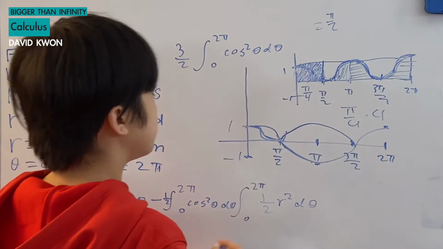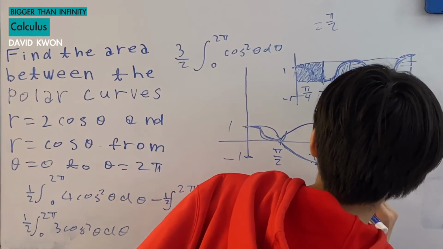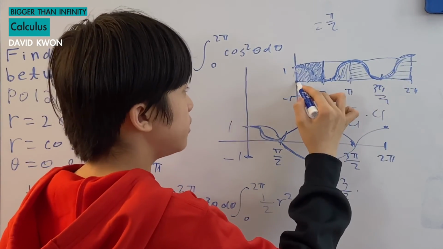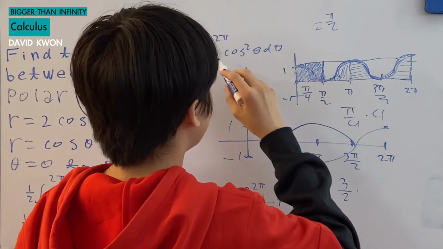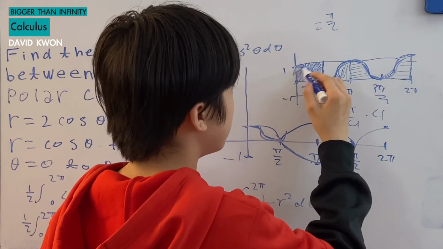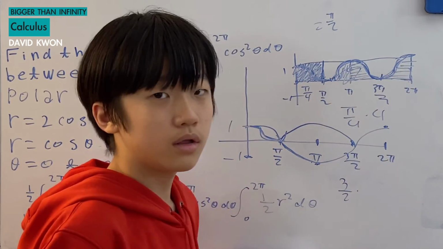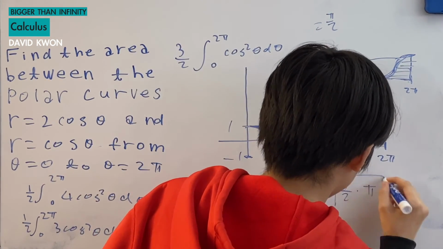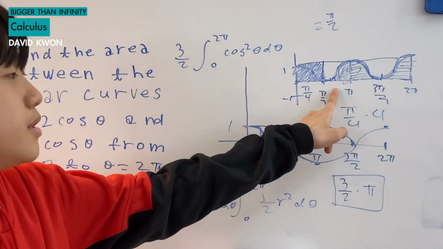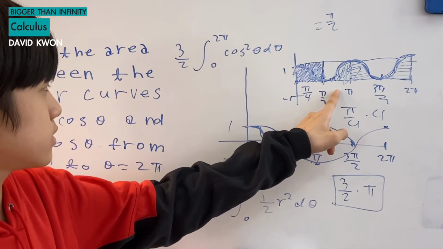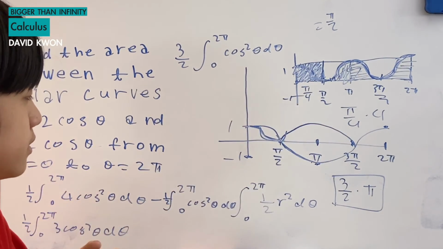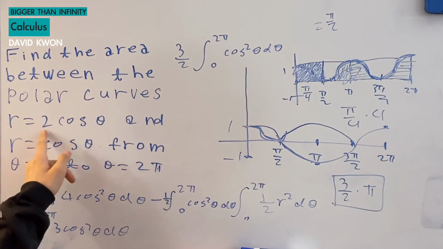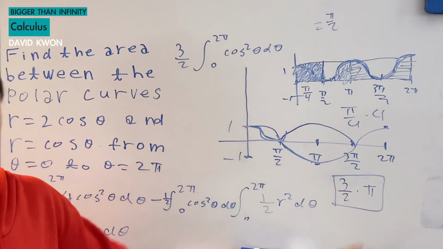So let's get back to this. The 3 over 2 just stays the same, and the integral from 0 to 2 pi of cosine squared theta we just found: pi over 4, pi over 4, pi over 4, pi over 4, which is pi over 4 times 4, just pi. It comes out the same for sine squared x, or theta, it doesn't matter which variable. So we have found the area between the polar curves of this and this, and that's the answer we got.